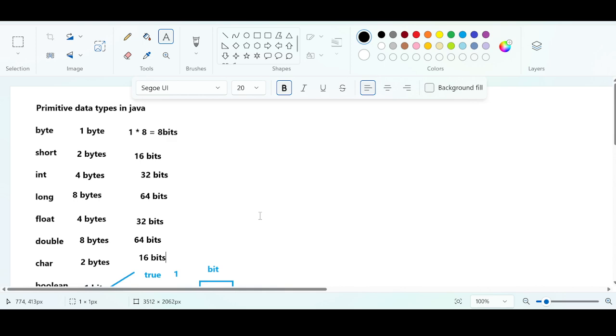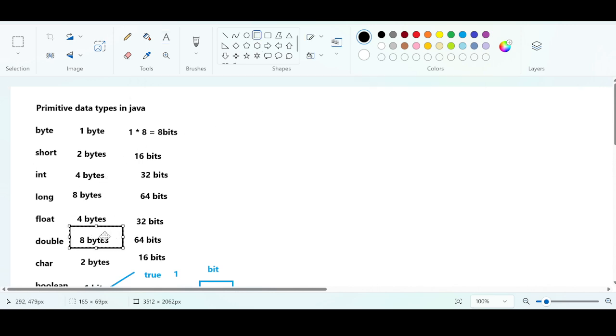So if in an interview they are asking you size, what is the size of int? You should say 4 bytes. What is the size of double? You should say 8 bytes. What is the size of short? You should say 2 bytes. And also there is a range.